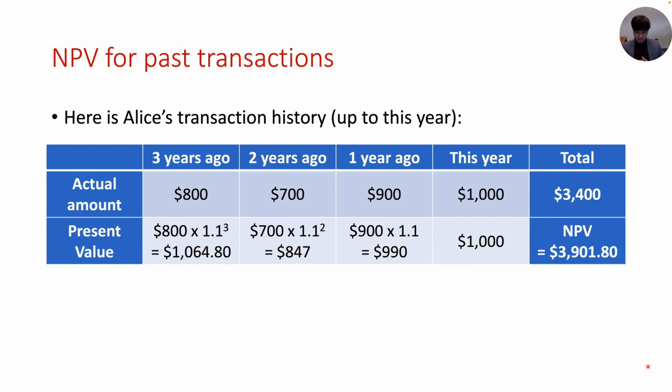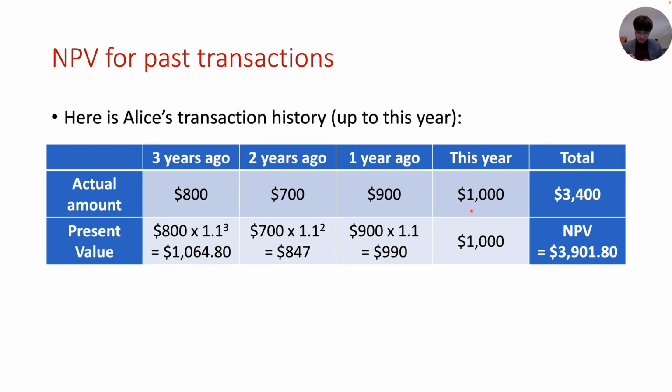Then, let's apply the strategy to Alice's past transactions as follows. She spent $800, $700, and $900 3 years, 2 years, and 1 year ago, respectively. She also spent $1,000 this year.